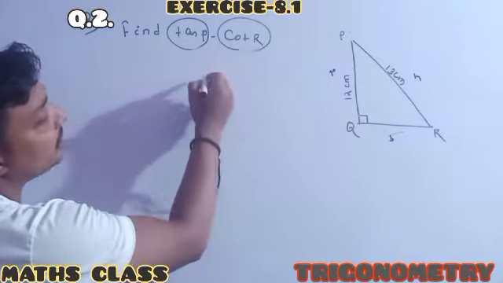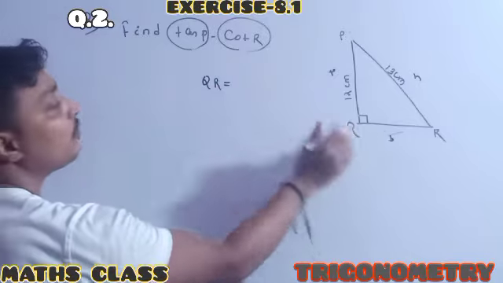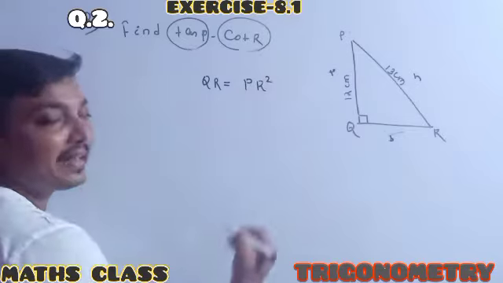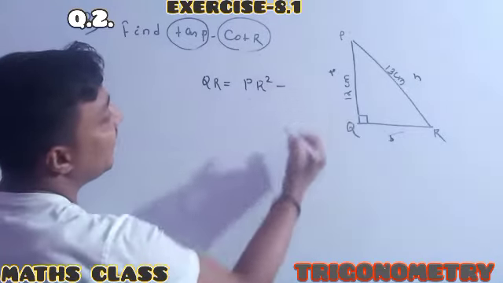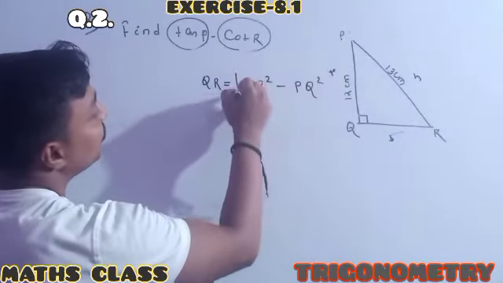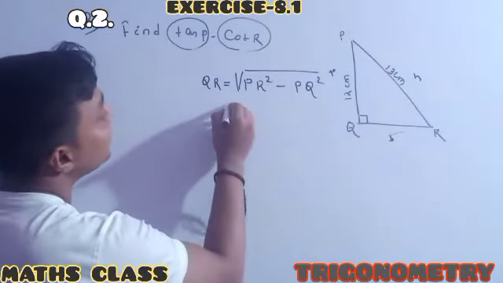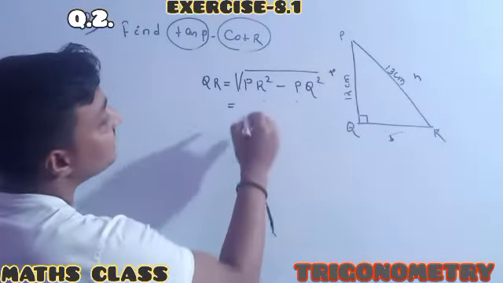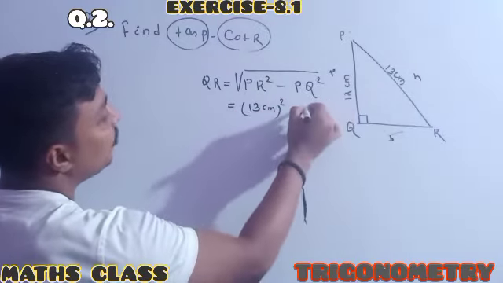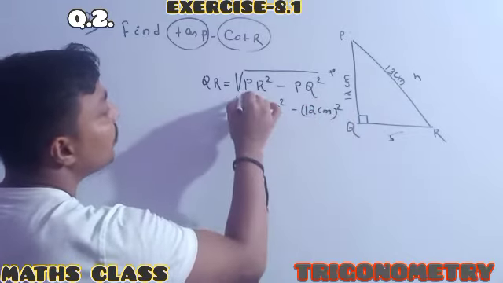According to the Pythagoras theorem, I am directly writing: QR is equal to the square root of PR square, meaning H square, minus PQ square, meaning P square. We only need to put in the values. PR means 13 centimeter, its square, and PQ means 12 centimeter, its square, and the whole under the root.